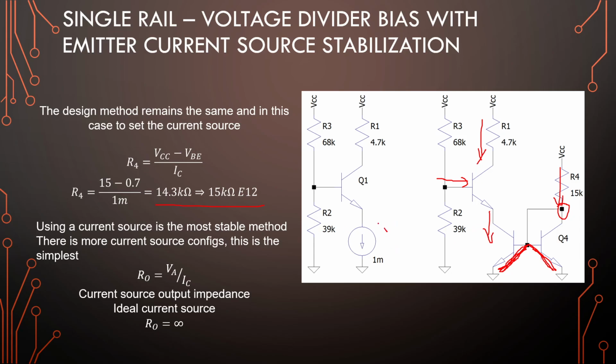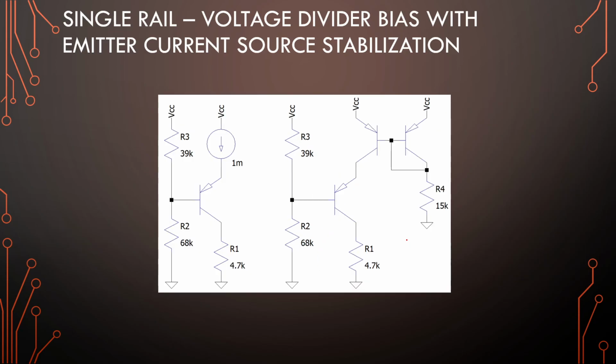Okay, and typically an ideal current source has an infinite impedance. A current mirror like this uses the output impedance of this transistor, which is the Early voltage divided by the collector current. This is more something that we will use in amplifier design. Some later videos on that. So this is a simple current source bias.